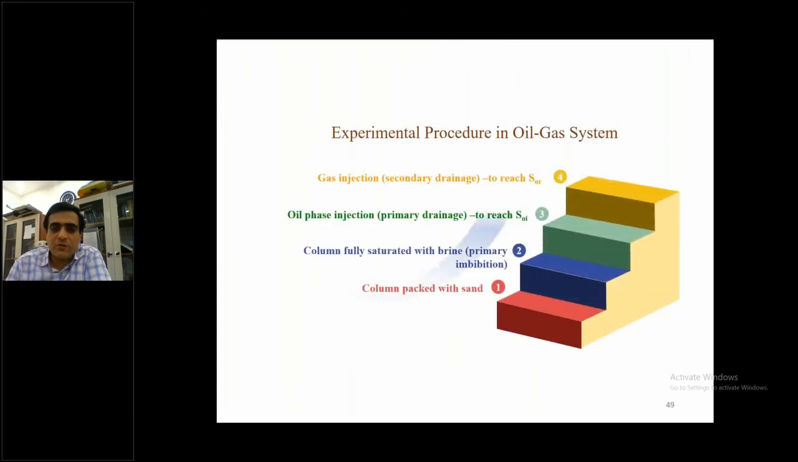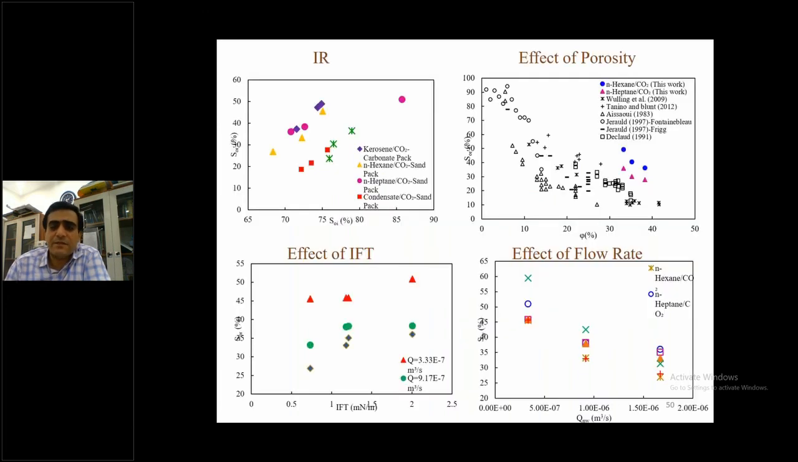In order to better understand the trapping mechanism, we have designed some experiments in sandpacks at the first stage. Here you can see the initial and residual, IR curves, IR plots taken in the right hand. You can see the data taken from literature, and the blue and purple points are the experiments we have already done in our laboratory. And in the IR curve on the left side, you can see the experiments with kerosene, normal hexane, normal ethane, and condensate as liquid, and CO2 as a gas phase.